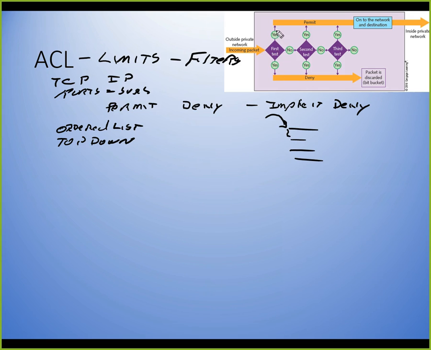The first test: if yes, it's either permit or deny. If it's a no, go to the second test. If it's a permit or deny, we will do that. If it doesn't apply, we go until we get to the bottom. When we get to the bottom, we have that deny that we don't see in the configuration statements, but is there. So it's an ordered list, goes from the top down, and reads the statements.